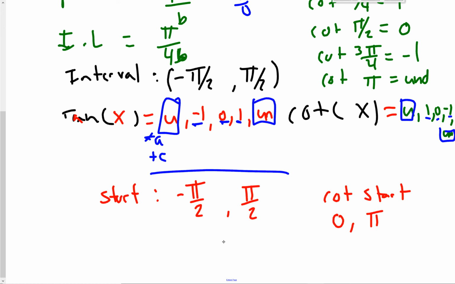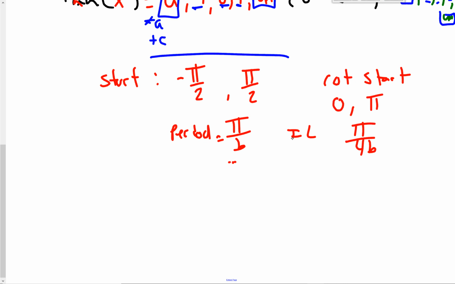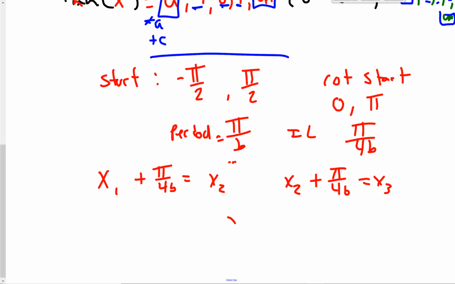And our period length for both of these is pi over b. Our interval length is pi over 4b, because we take our period and multiply it by pi fourths. Okay, but another way, which we talked about in class, is instead of finding your interval length and then finding where your first x is and then adding your interval length to get to your second x, and then adding it again to get to your third x, and so on all the way till you get to your fifth x.